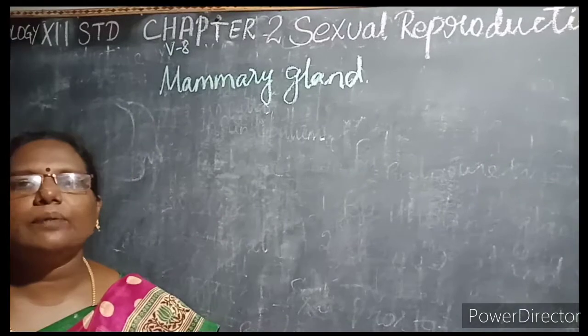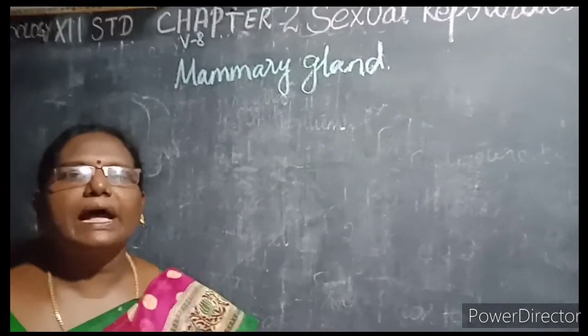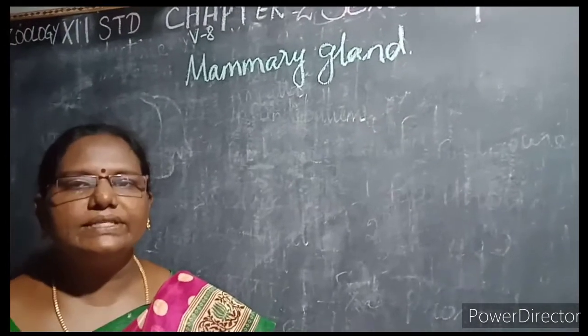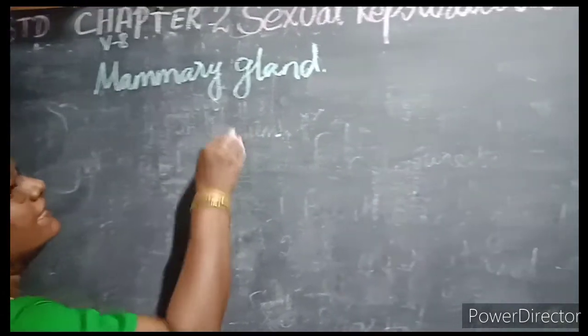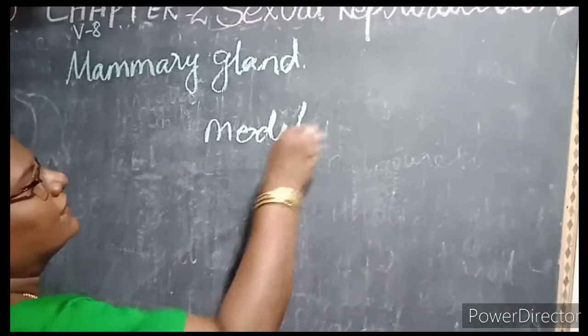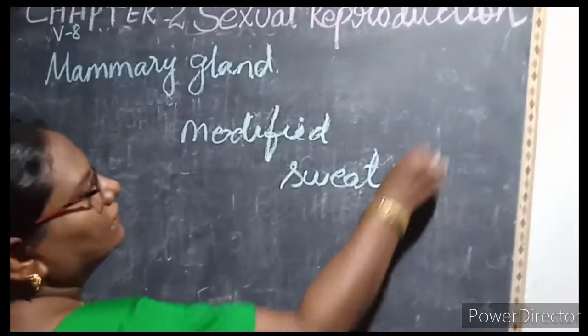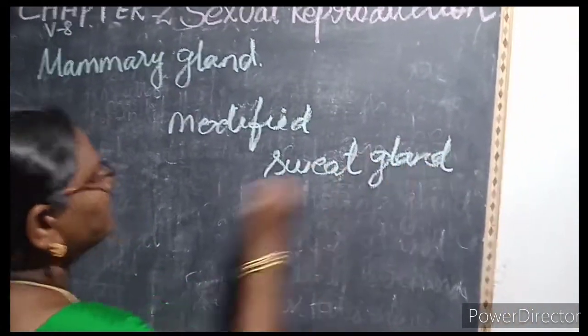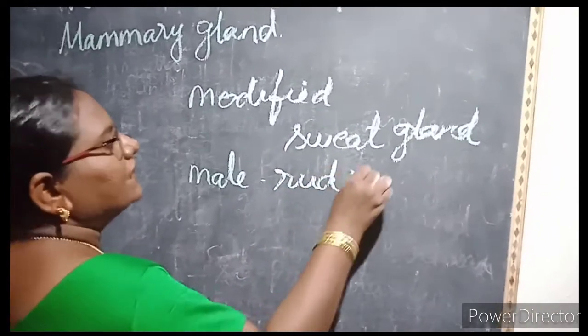Next we are going to learn about the mammary gland. This mammary gland is present in the thoracic region. It is present in both sexes. The mammary gland is a modified sweat gland. It is present in both sexes, but in the male it is rudimentary, that is, functionless.